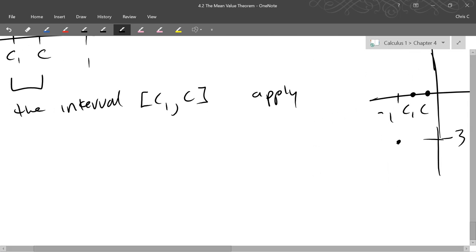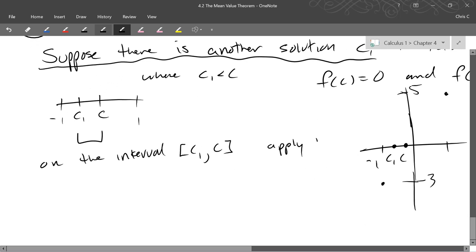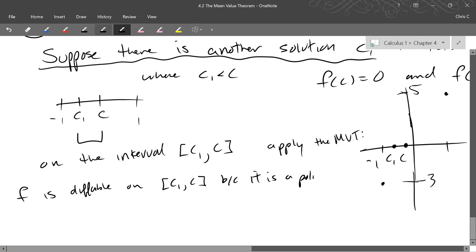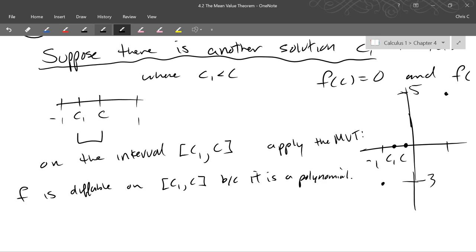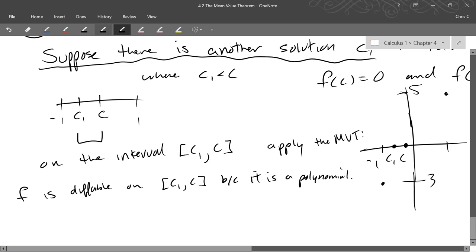So let's write out the mean value theorem. We have F is differentiable on C1 to C because it is a polynomial. I will take off a point if you don't tell me why your function is continuous or differentiable. We usually be saying it's a polynomial, or a rational function. I probably won't go with square roots.